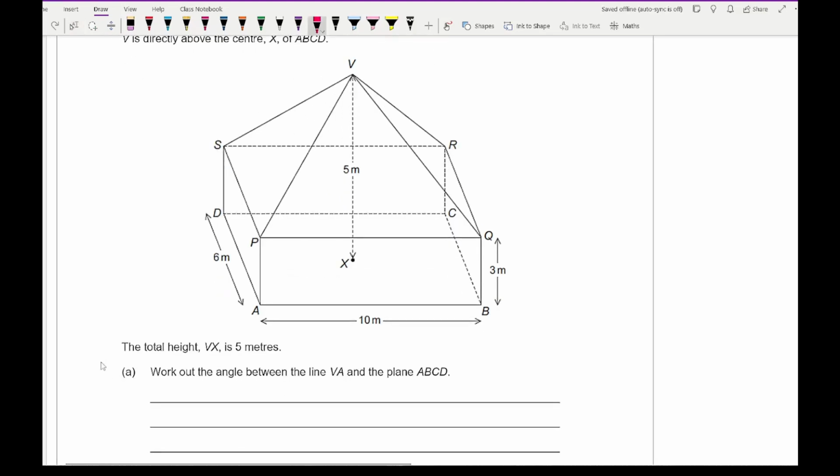So for this, what you want to do is highlight each of these areas. V to A is going to be this line here, and the plane ABCD, if I use one of the highlighters, is basically this bottom square. So what it's asking me is to work out the angle that connects. The angle it connects with is going to be this angle here. So that is the ultimate prize that I'm actually wanting.